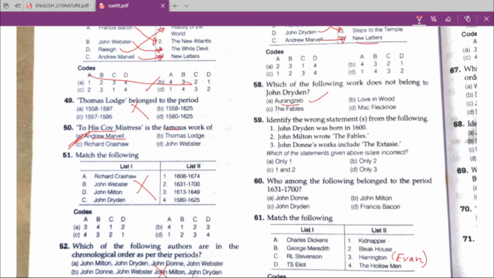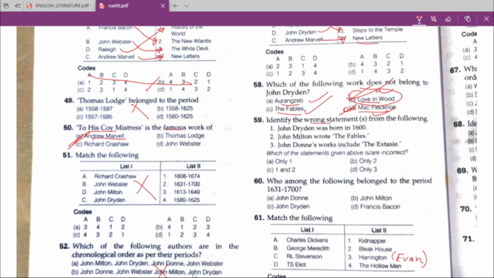Aurangzeb is written by John Dryden, The Fables by Dryden, Love in a Wood, Mac Flecknoe. Mac Flecknoe is also written by John Dryden, whereas Love in a Wood is the right option, and Love in a Wood was written by William Wycherley. The Restoration playwright William Wycherley has written Love in a Wood. So Love in a Wood is the right option.